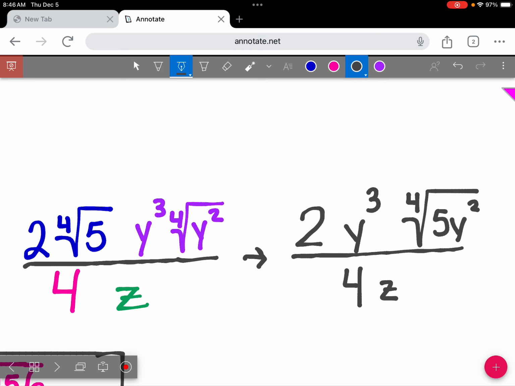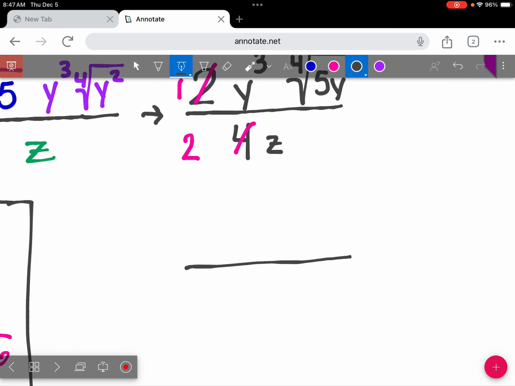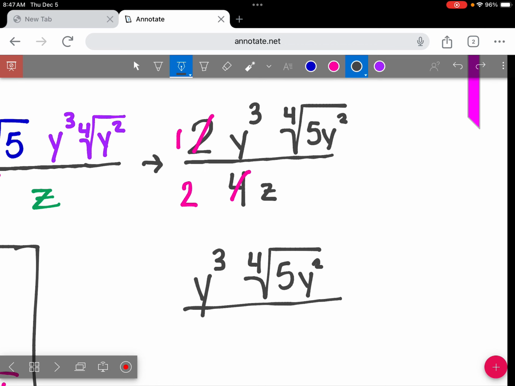Like a normal fraction, old school fraction simplifying. Yeah, the 2 and the 4 are both divisible by 2. So we can simplify this. 2 divided by 2 gives me 1. 4 divided by 2 gives me 2. So this does in fact simplify. If it can simplify, I do need you to simplify. This is our last step. So our y cubed, fourth root of 5y squared. There we go. Over 2z.